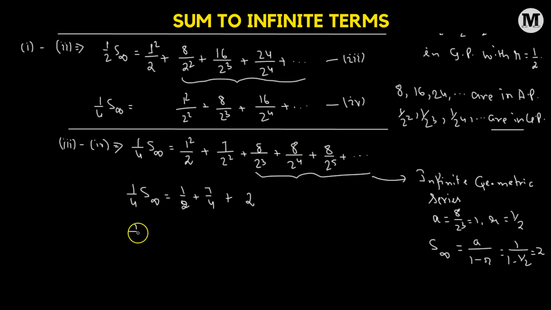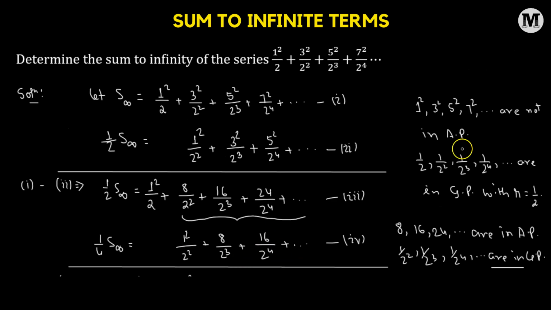So we now have 1 over 4 times the sum to infinity, that's equals to, we're going to sum the 3 terms on the right hand side. So this comes out to be 17 over 4. So that means the sum up to infinity will be equals to 17. So therefore, the sum to infinite terms of the infinite series is going to be equals to 17.